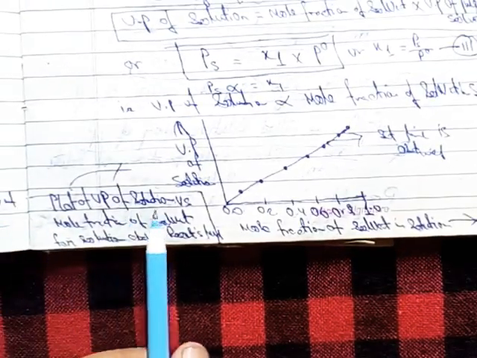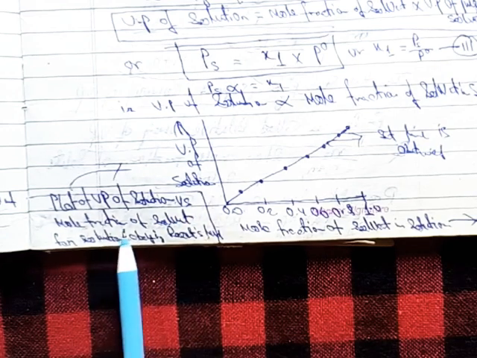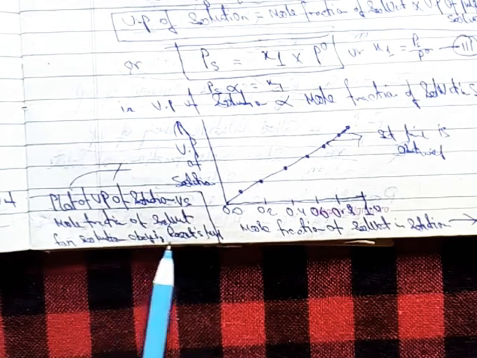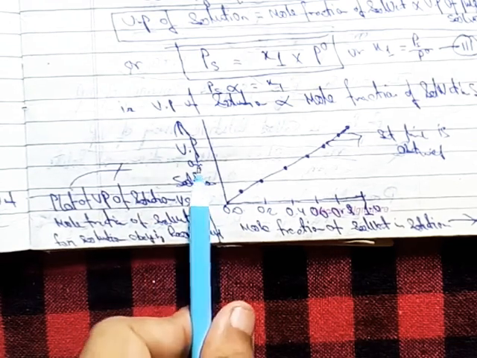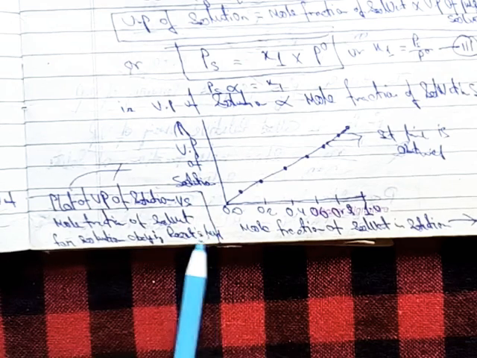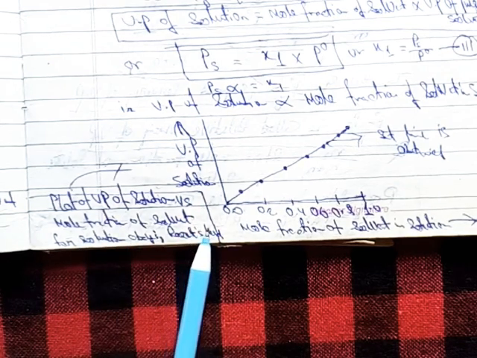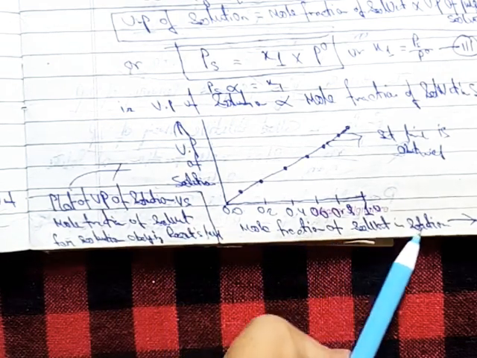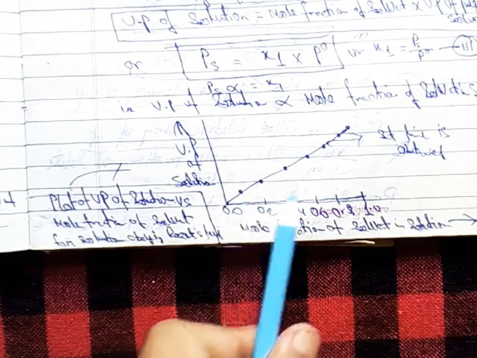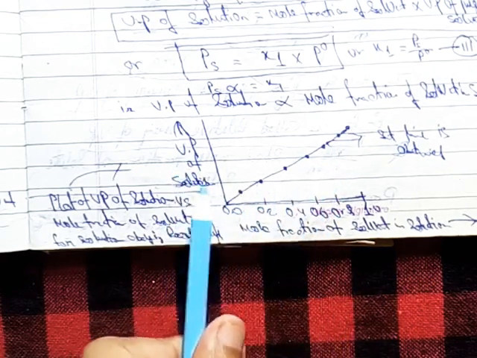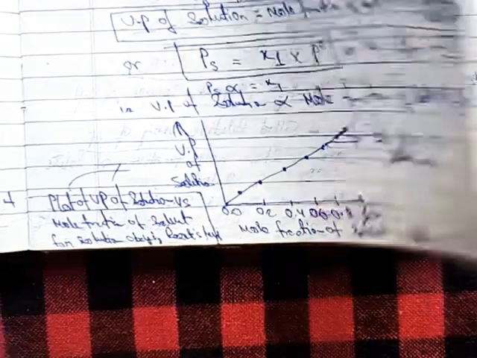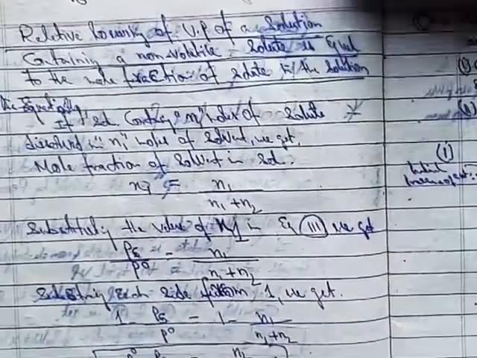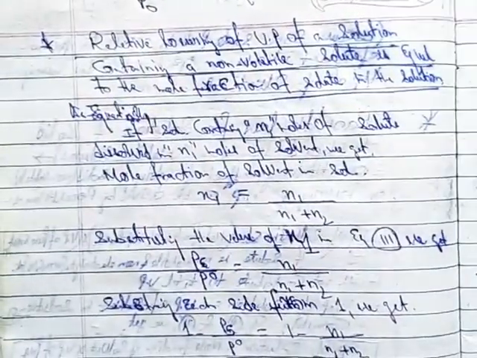So, the plot of vapor pressure of solution versus mole fraction of solvent for a solution obeying Raoult's law. On the y-axis we have vapor pressure of solution, and on the x-axis the mole fraction of solvent in solution. What will we get? We'll get a straight line, because vapor pressure of solution depends on the mole fraction of solvent in solution. So a straight line is obtained. So we have got the formula.